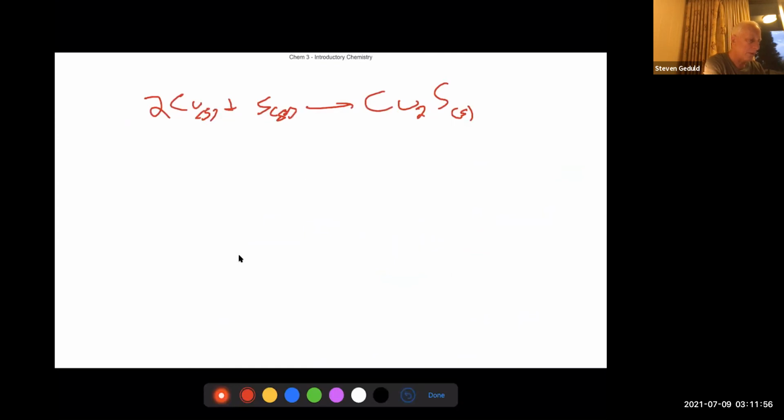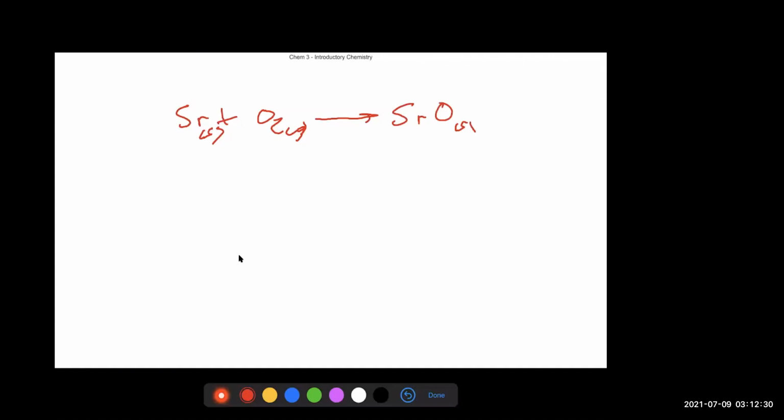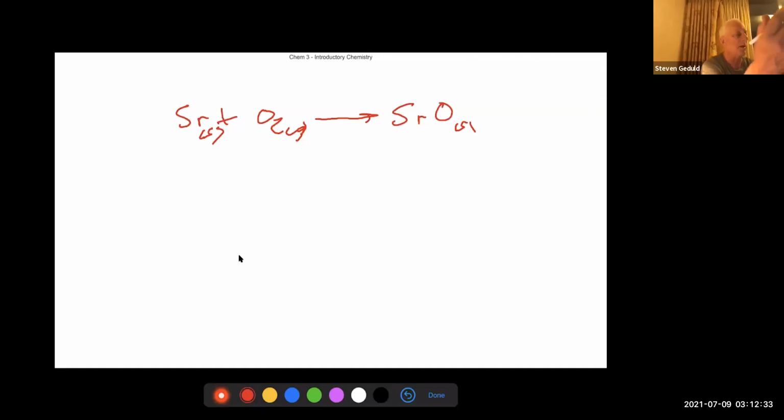Okay. They want strontium plus oxygen. Strontium is a solid, it's a metal. Oxygen is a gas. And it's going to go to strontium oxide, SrO, which is a solid. Okay. Because strontium is +2, oxygen is -2, it connects 1 to 1. So now all we can do is balance the equation. Is it balanced? No. There's 1 strontium, 1 strontium. That's good. 2 oxygen on the left.